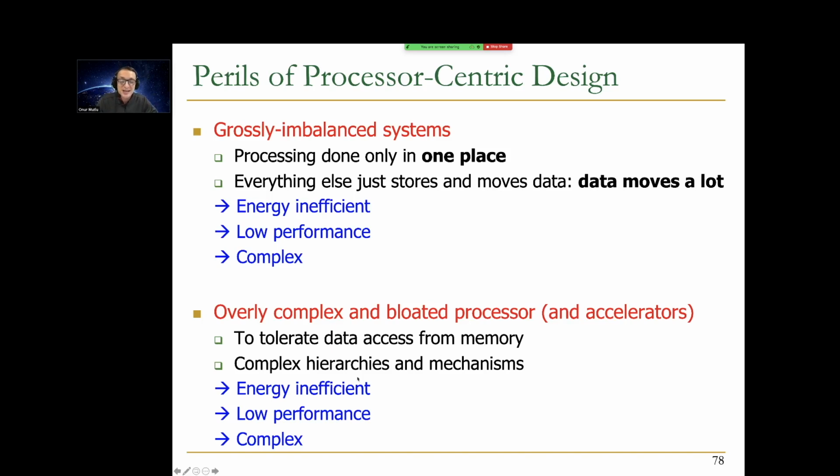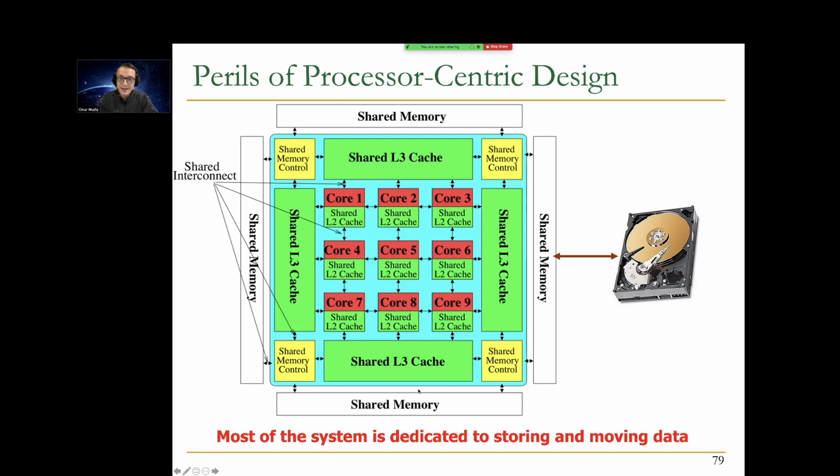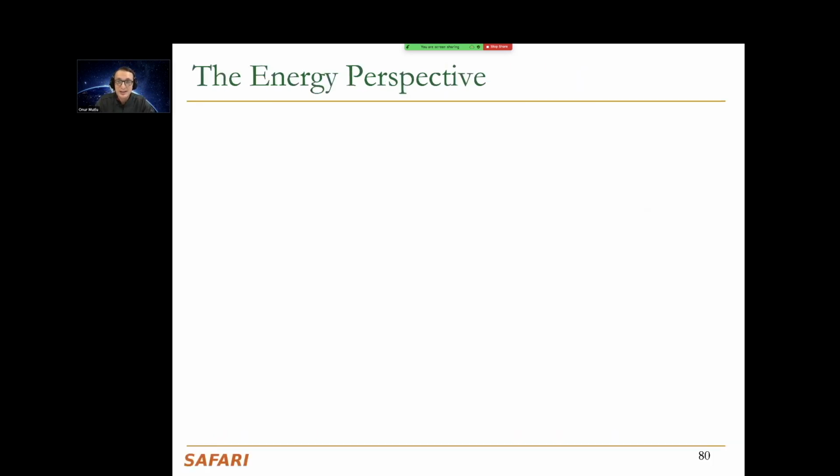So we basically design these complex hierarchies and mechanisms. As a result, it's energy inefficient, low performance, and complex. Okay, so we're back to the picture that I showed you earlier. Most of the system is dedicated to storing and moving data as opposed to computing on the data.